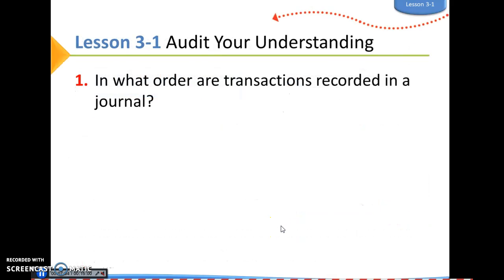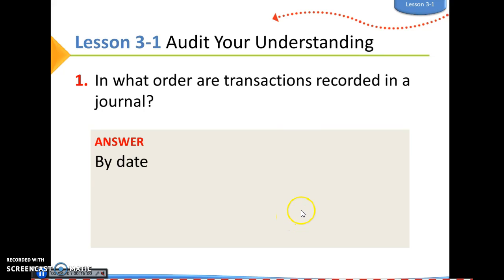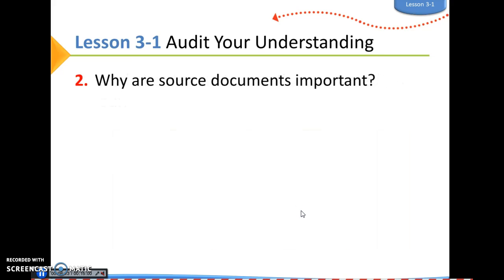So in what order are transactions recorded in a journal? Talked about that at the beginning, Logan. Chronological order by date. And why are source documents important? Can anybody besides Logan answer? Why do we need to use source documents? Why are those important?